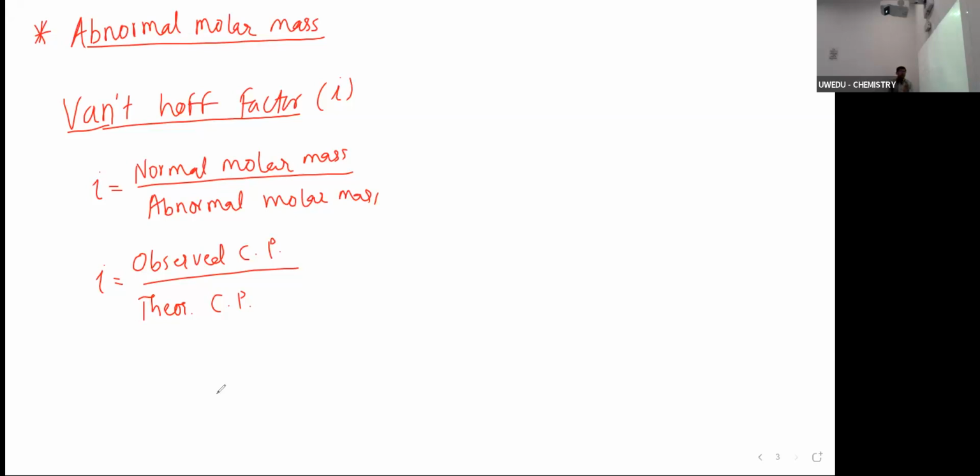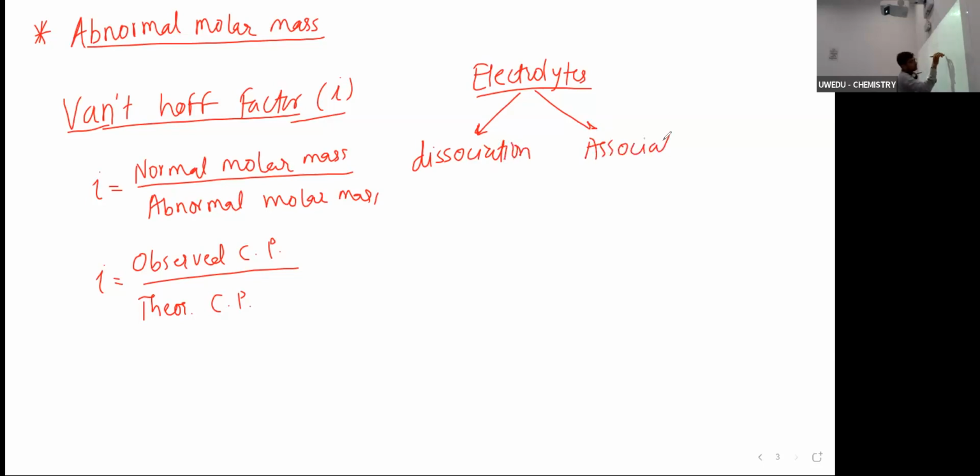So there are 2 types of electrolytes, or whenever we say electrolytes, what happens? There are 2 things. One thing is dissociation, the other is association. Dissociation and association. Association means the number of particles increases, and dissociation means the number of particles decreases.